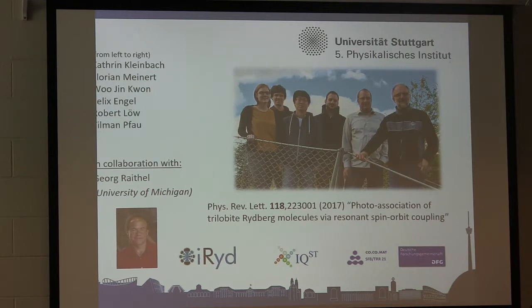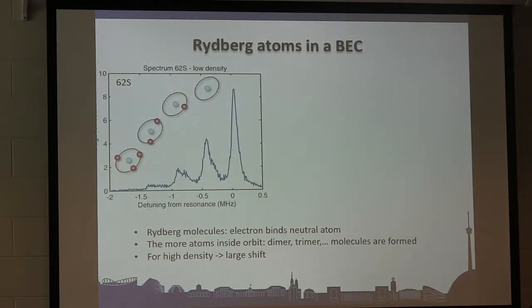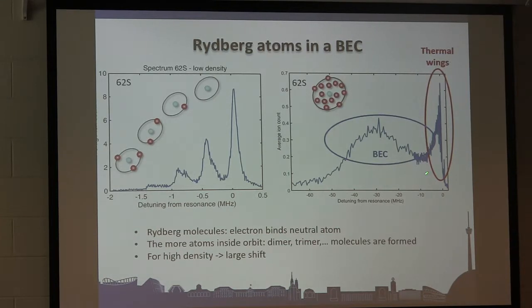Okay, with this I want to come to my second part of the talk. So up to now I've shown you these normal Rydberg molecules more or less, where you have 1 or 2 or 3 atoms within the Rydberg orbit, and they are bound by binding energies of a few megahertz. But now when we go up and we put more and more atoms inside the Rydberg orbit, there are actually line shifts occurring in the spectra which cover a lot more, up to 50 or 60 megahertz. And this side feature here is coming from the thermal atoms around the cloud, but the BEC is giving us this very large shift.